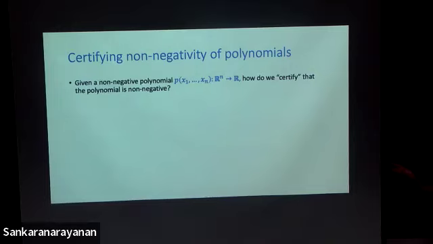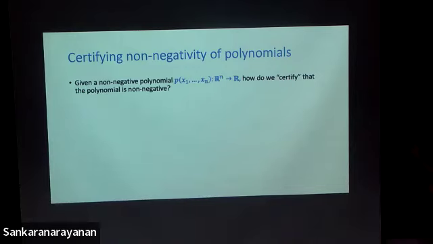What does certify mean? Let's say you have a polynomial and you want to convince your friend that the polynomial is indeed non-negative. How are you going to do that? Because the polynomial takes real numbers, if you want to enumerate all the real numbers, they are uncountably infinite, so you obviously cannot do that. So what kind of a certificate can we give?